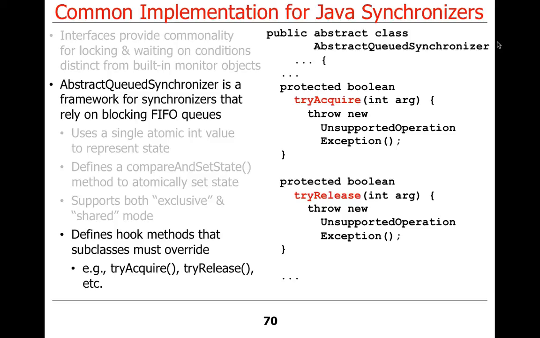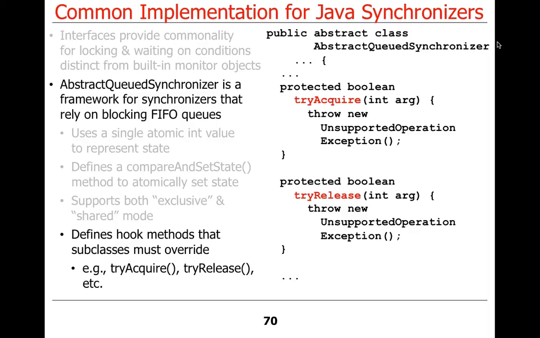What all that means is they define these things called hook methods, kind of like the template method pattern. And the framework is written in terms of calls to hook methods. Of course, the framework implementer doesn't know how to implement the hook methods, but it knows that the subclasser of framework abstract classes does know. And so you're going to see that the AbstractQueuedSynchronizer works exactly that way.